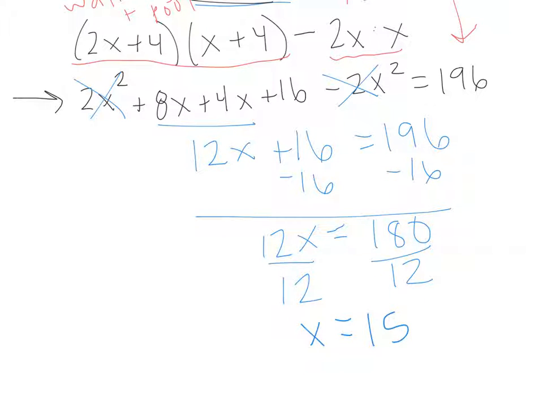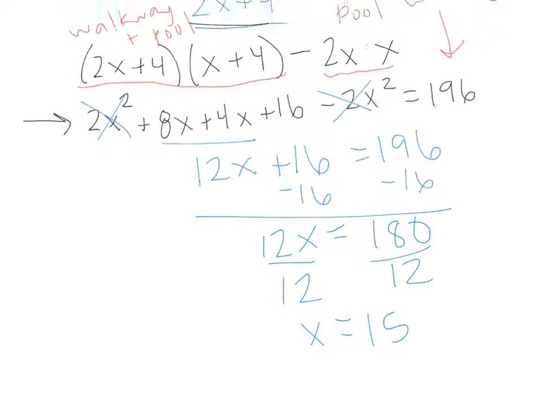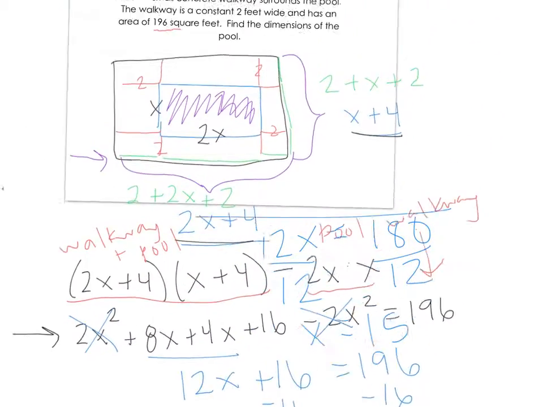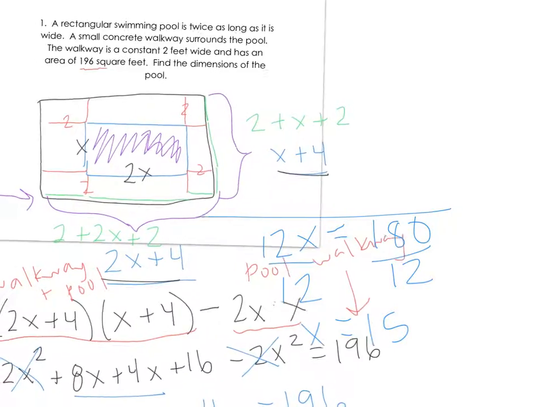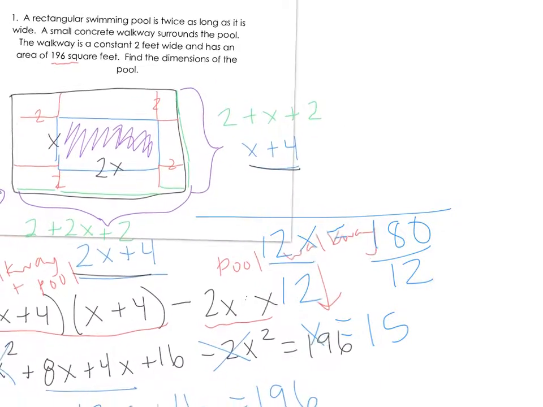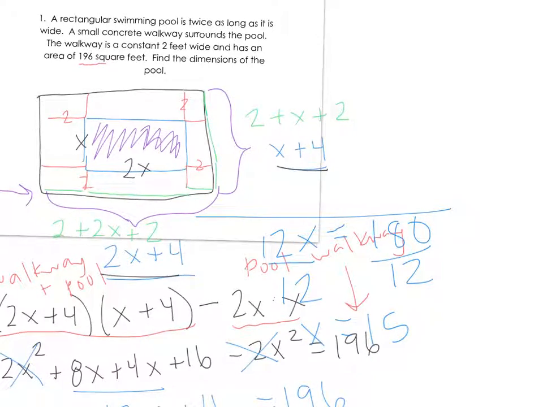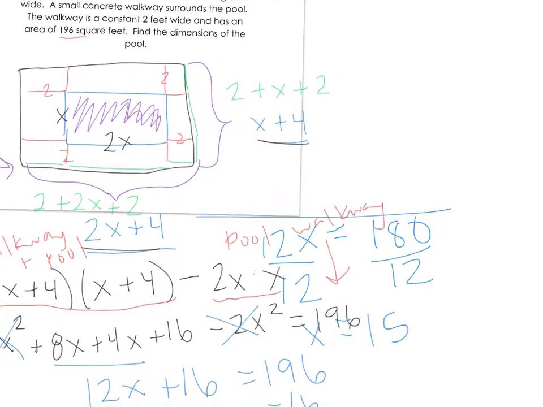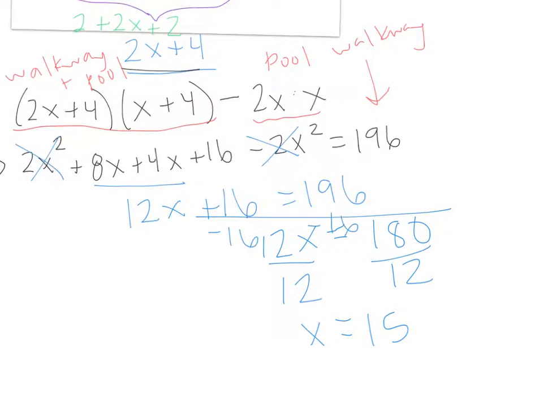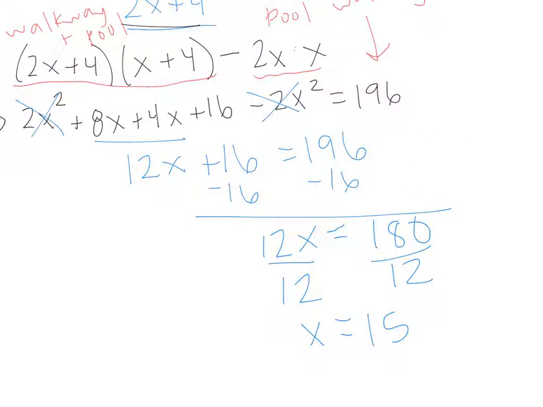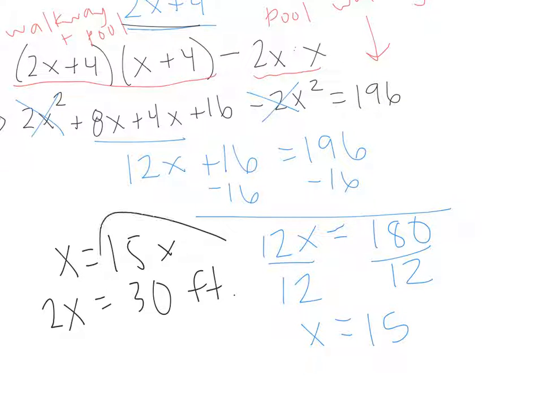So I know that x equals 15, so if I go back up to my drawing in the question, and the question says, find the dimensions of the pool. So if we know one of the sides is x and the other is 2x, then the dimensions of my pool will be 15, and the other side, which was 2x, is 30. So this pool is 15 by 30 feet.